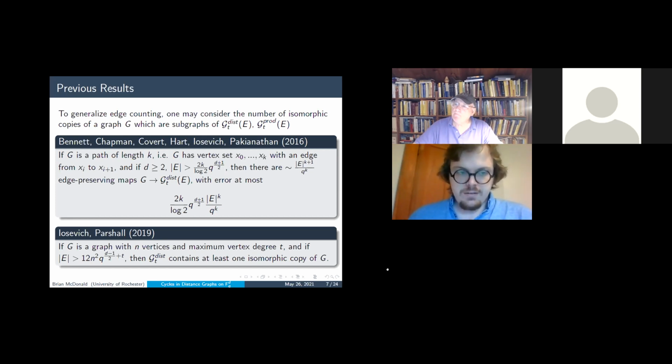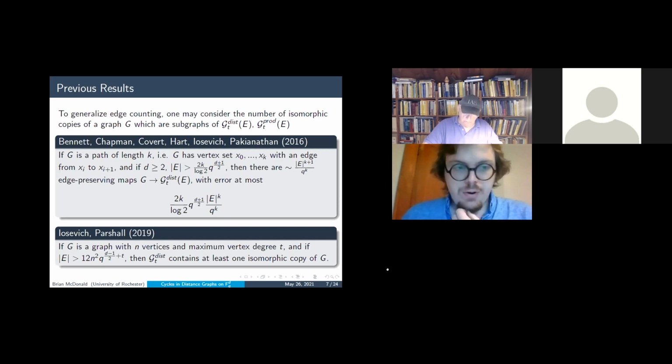But yeah, for the second result, Iosevich et al., so this is more general, right? We're looking at just any graph G. It doesn't have to be a path. At the expense of the exponent being a little worse than in the other one. So if we're looking at a path, then the maximum vertex degree would be 2. So that would be the case t equals 2, which would give us an exponent of (d+3)/2. So that's a little bit worse than the other one.